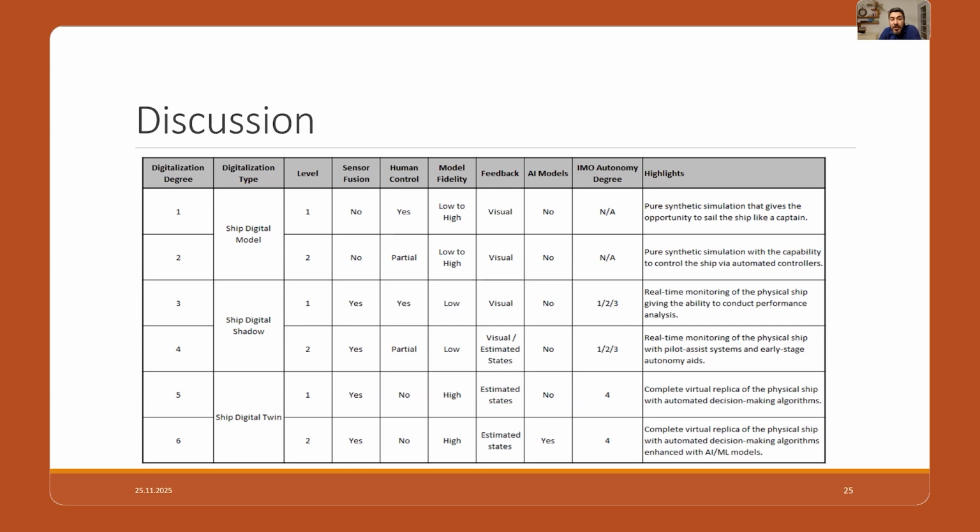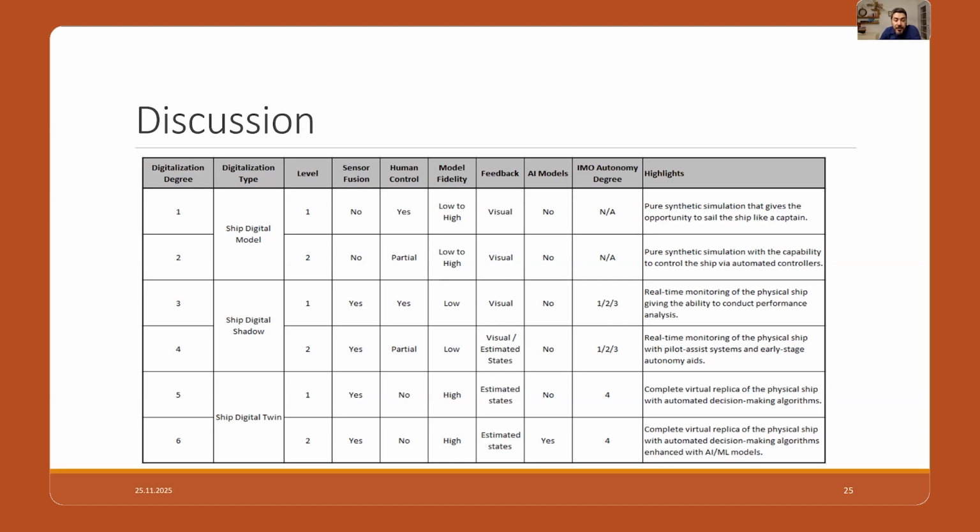If we compare these to the IMO autonomy degrees, ship digital models are not available in the IMO degrees. Ship digital shadows might be 1, 2, 3. Again, ship digital, both levels might be 1, 2, 3. Ship digital twin should be, by definition, level 4, because it's fully autonomous.